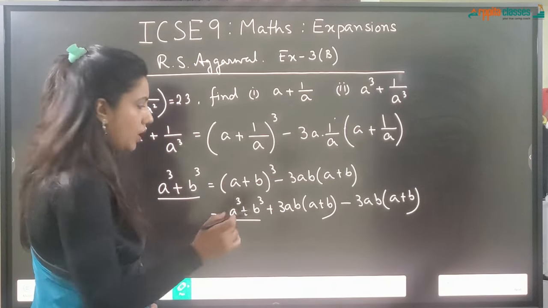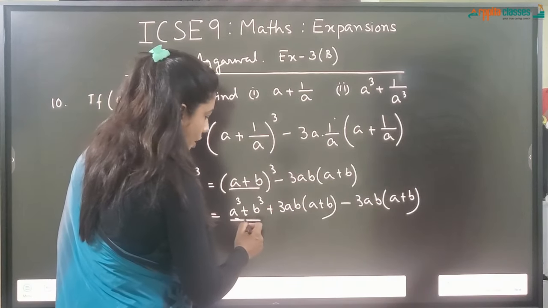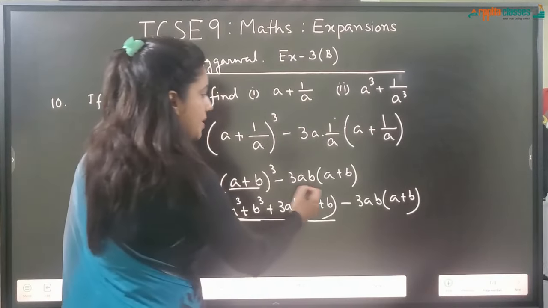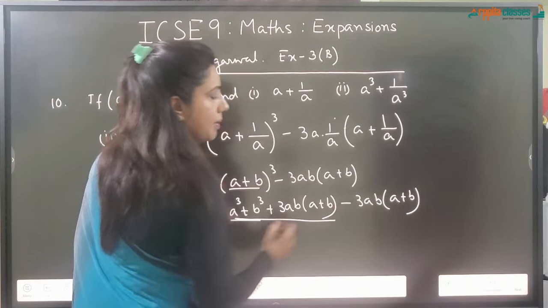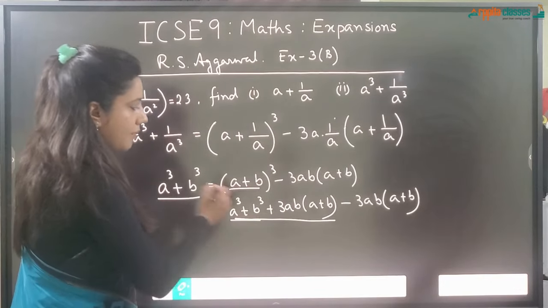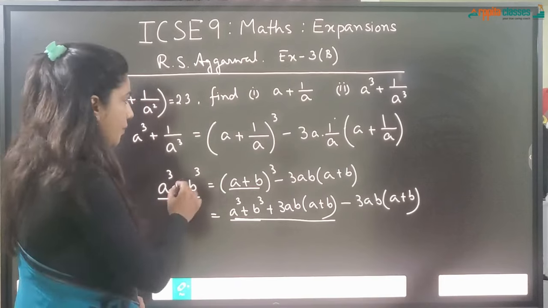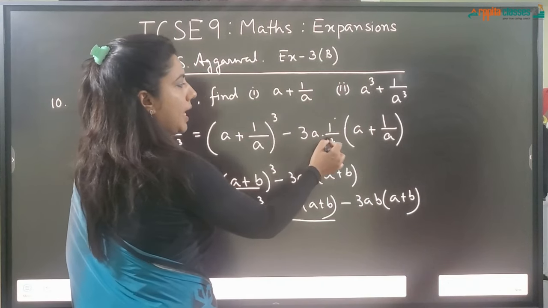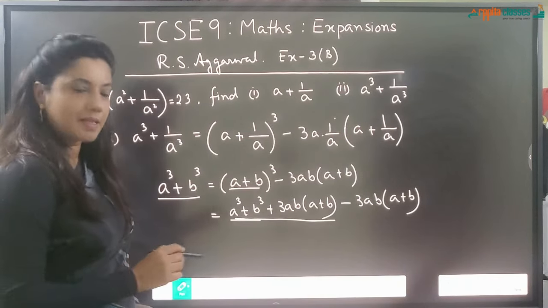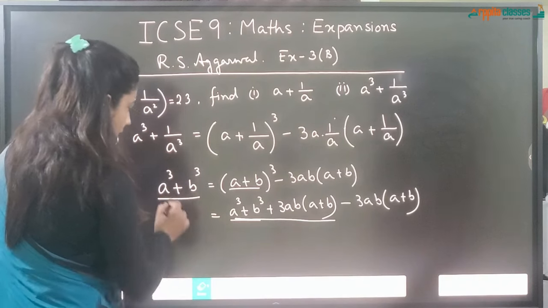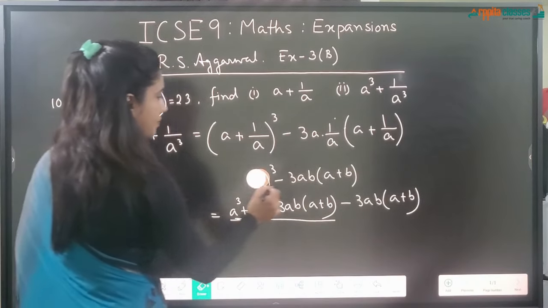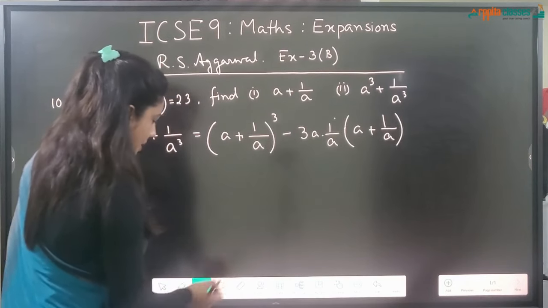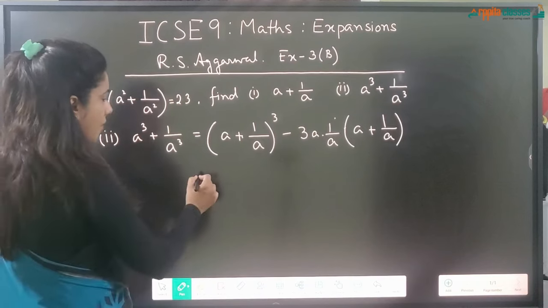So I hope you understood. A plus b whole cube, the full formula is a cube plus b cube plus 3ab into a plus b. I am subtracting from that minus 3ab into a plus b so that I can just have a cube plus b cube. So we have the formula for a cube plus b cube, that is a plus b whole cube minus 3ab into a plus b. Okay, so now let me rub this part. I explained to you the formula, how it is coming. Now let us put the values.